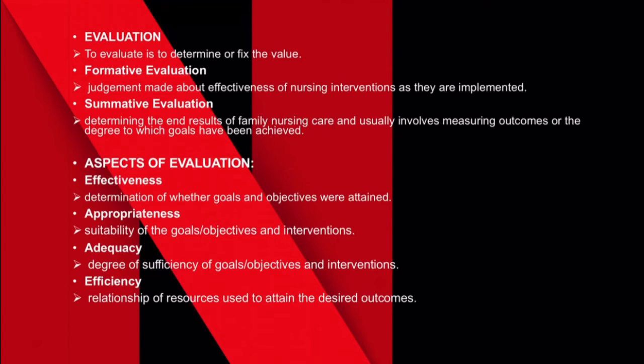Effectiveness is determined by whether goals and objectives were attained, while appropriateness is the suitability of the goals, objectives, and interventions, and adequacy is the degree of sufficiency of goals, objectives, and interventions, while efficiency is the relationship of resources used to attain the desired outcomes. So that's the end of my discussion.